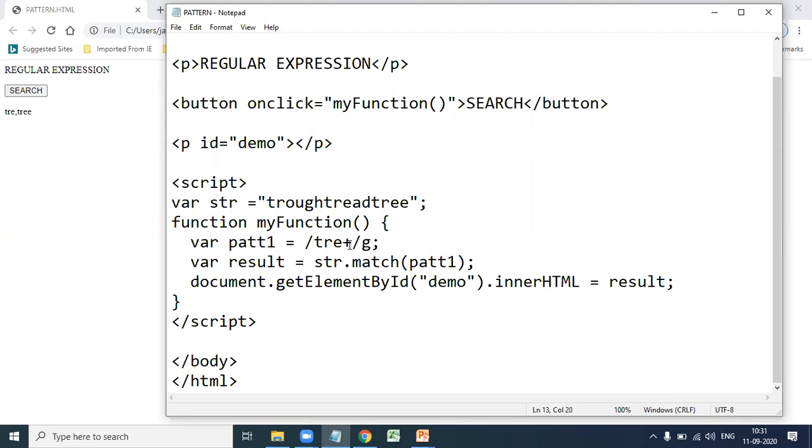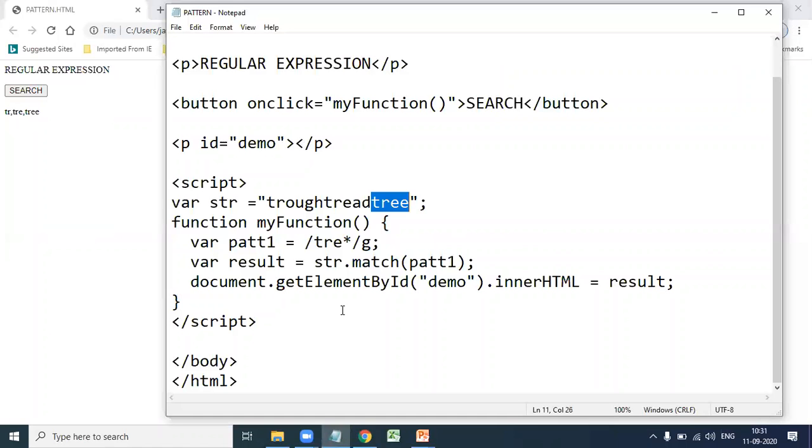If it is star, it matches 0 E, 1 E, 2 E's and 3 E's and so on. So 0 E is TR, 1 E is TRE, and 2 E's is TREE. So here TR, TRE, TREE. Okay, next one: question mark.